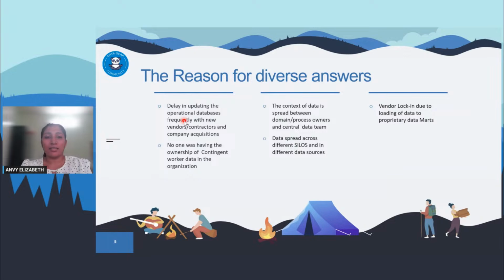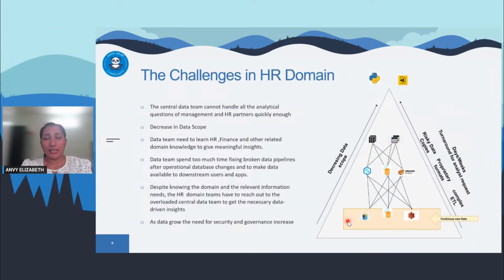The main reason is the delay in updating the operational databases frequently with new additions of contractors, and no one had the ownership of contingent worker data in the organization. The context of data was spread between the domain team, the process team, and the central data team, and the data was spread across different data sources. Vendor lock-in was another issue they faced, as the data was locked in their proprietary data marts. And this was the challenge in the HR domain.